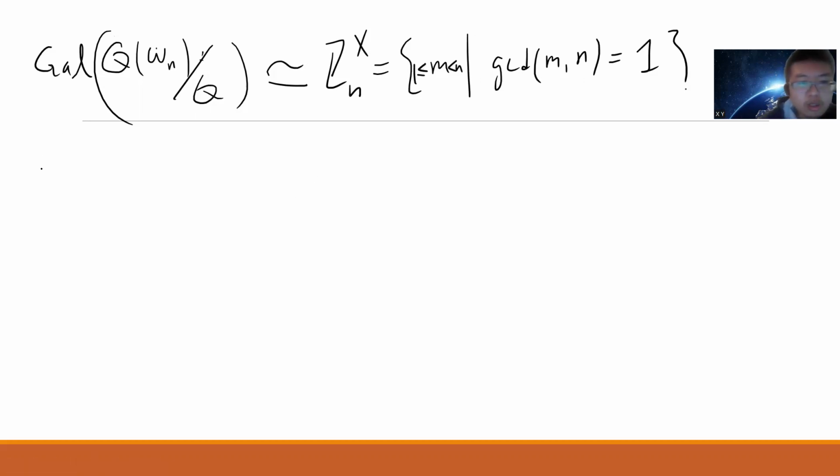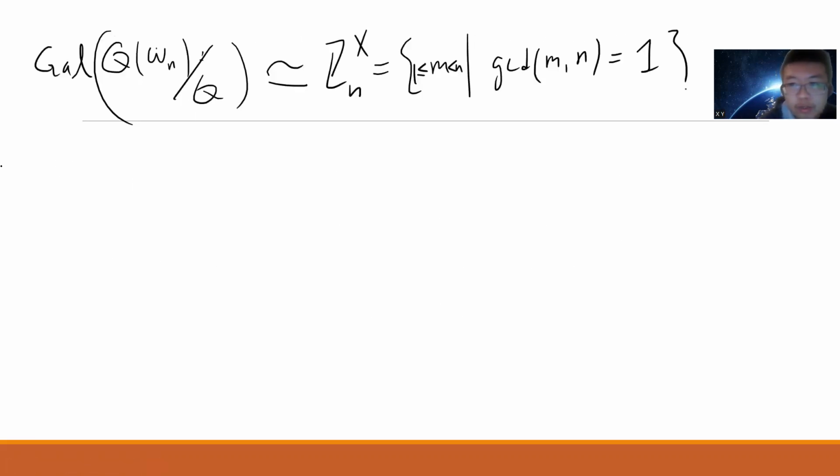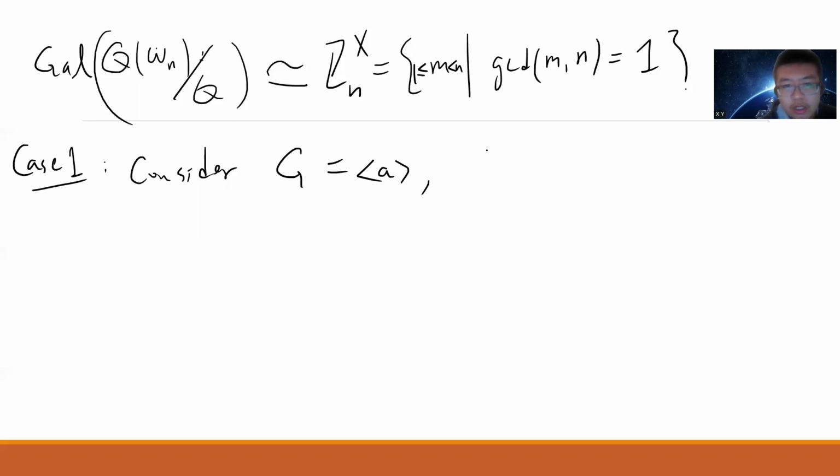Okay, so we can solve this inverse problem by a very simple technique. Let's solve case 1, which is just a simple case. Let's consider our group to be cyclic, so it's C_n, and G has order n.